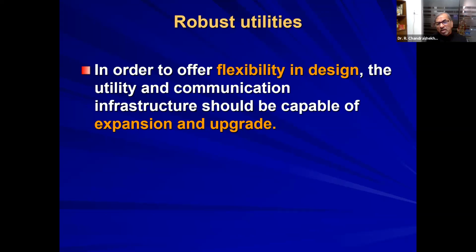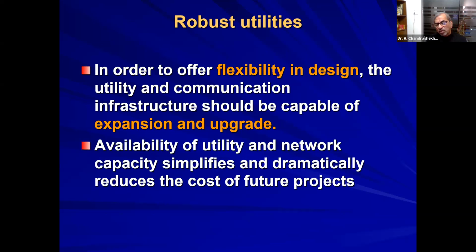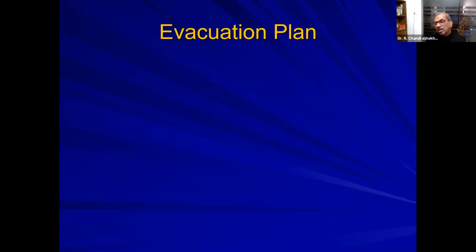Robust utilities. In order to offer flexibility in design, the utility and communication infrastructure should be capable of expansion and upgrade. Tomorrow if I want to do any expansion or any upgradation, it should be easily possible. So that element should be built into the design. Then availability of utility and network capacity simplifies and dramatically reduces the cost of future projects. Since you have envisaged something, when I do the future extension, the cost is not going to be that high. So that is one of the important points.